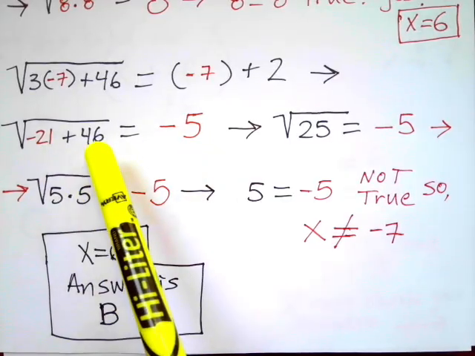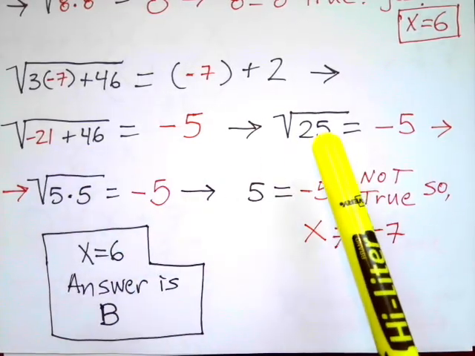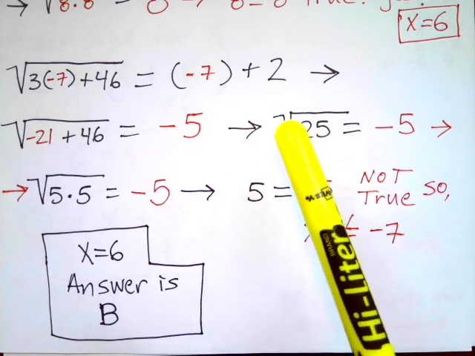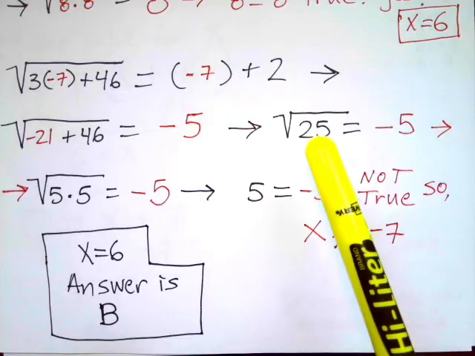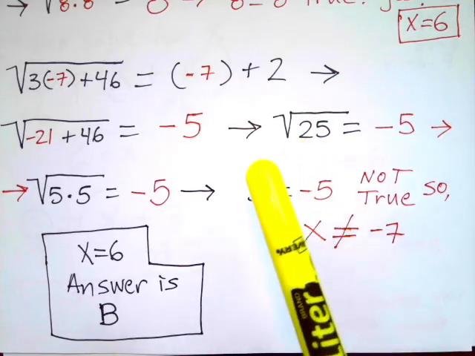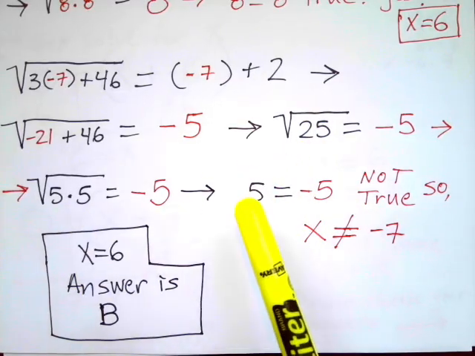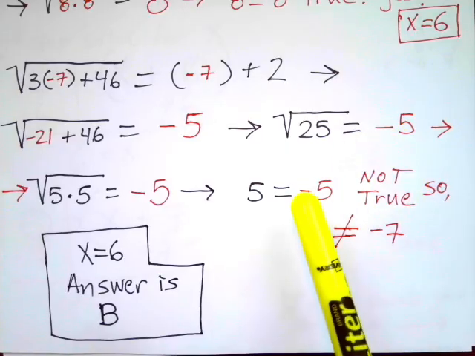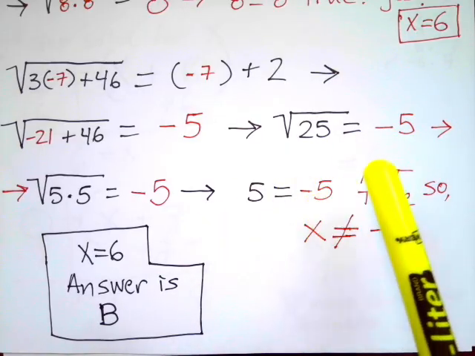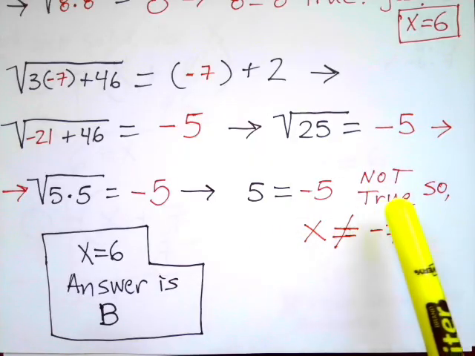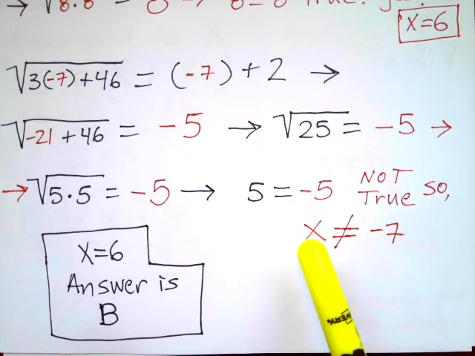Well, when you take away 21 from 46, you end up with 25. 25 is a perfect square. 5 times 5 is 25. So the square root of 25 is 5, equals a negative 5. Is that a true statement? Does 5 equal a negative 5? No, not a true statement. x cannot equal negative 7.